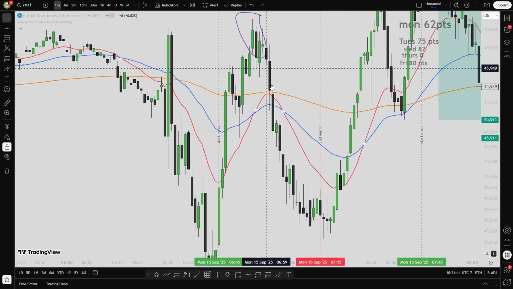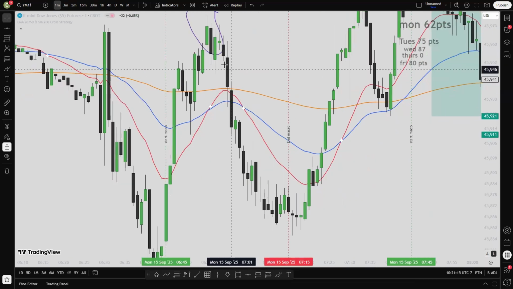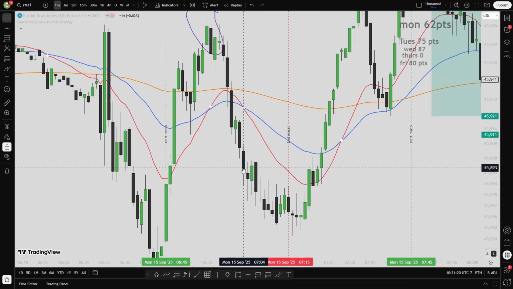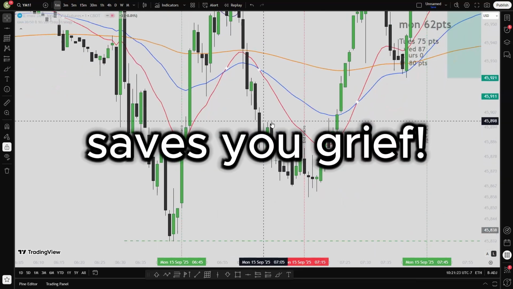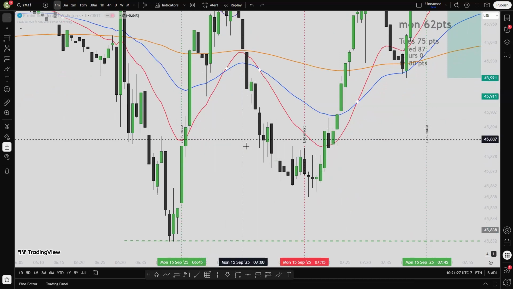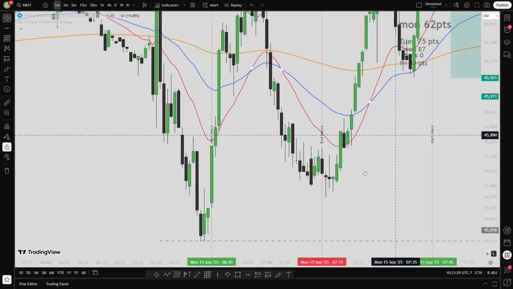We have this displacement right off the hop, displacing over the mitigation, and it just doesn't come back for an entry in any of these fair value gaps until it's too late, right? I'm not going to get in down here on this fair value gap. There's no breaker paired with it. So moving on, there was no trade in the first AM macro.